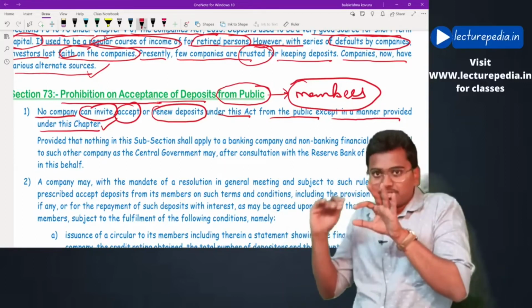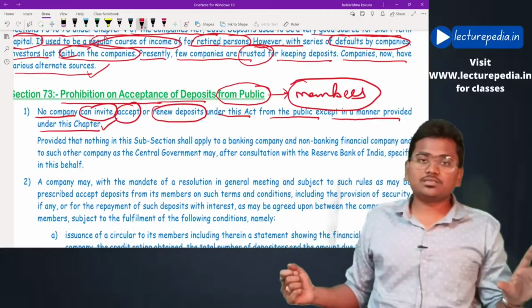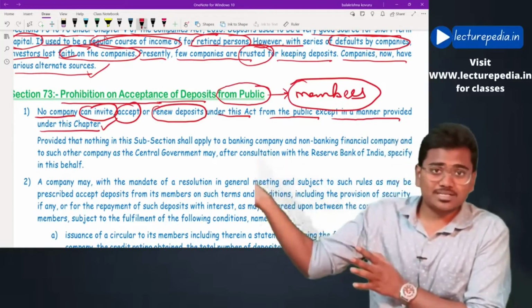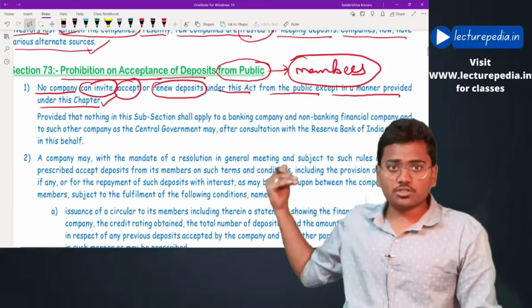Okay, except companies that are specified here. Apart from those companies, other companies cannot raise deposits from the public. What are those specified companies? Eligible companies that we have discussed. Okay, that we will be covering. We'll get the definition of eligible company also.